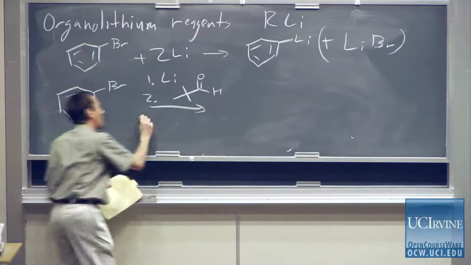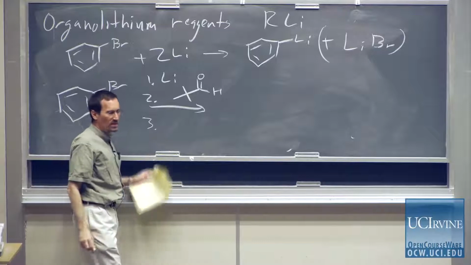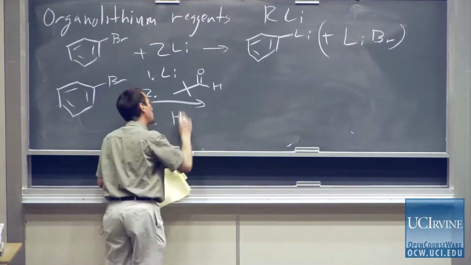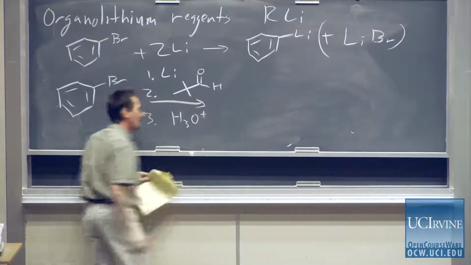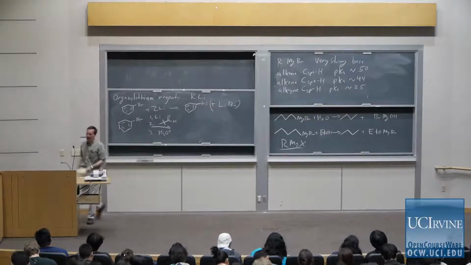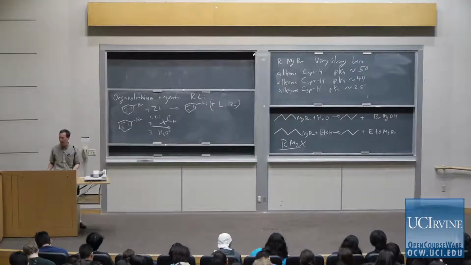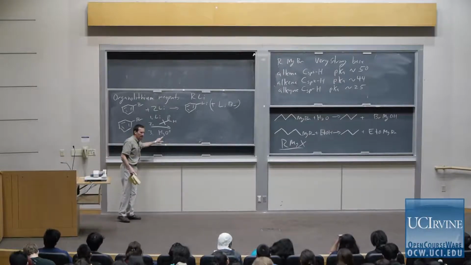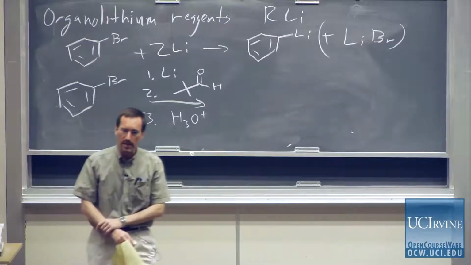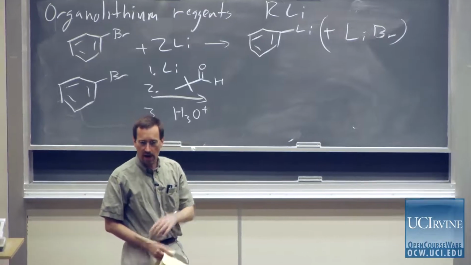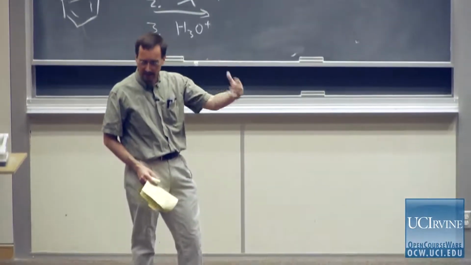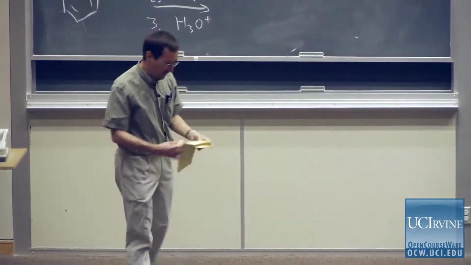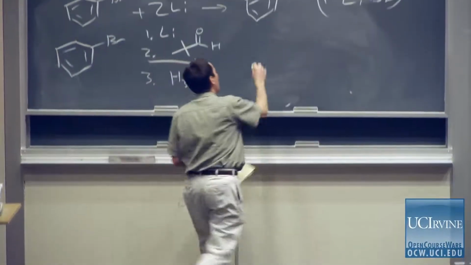And again, I'll imagine doing some type of aqueous workup. I'll just write H3O+ here to indicate I haven't specified the acid. It could be aqueous HCl. It could be aqueous sulfuric acid. One that I personally like to use in my own laboratory is aqueous ammonium chloride, which is a very mild acid and very good for workups of reactions like this.